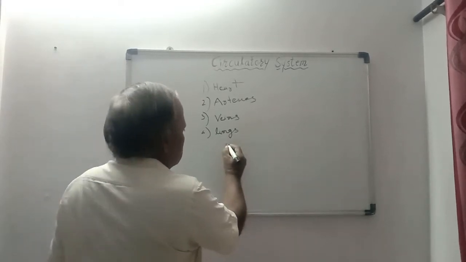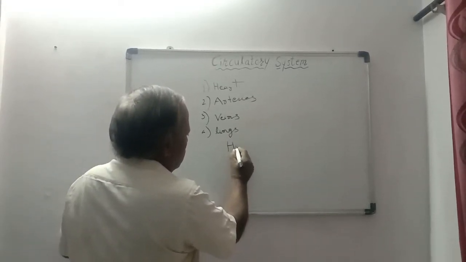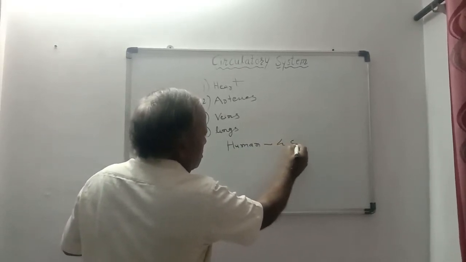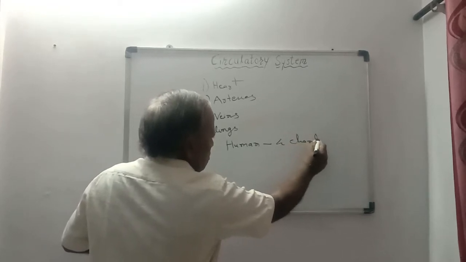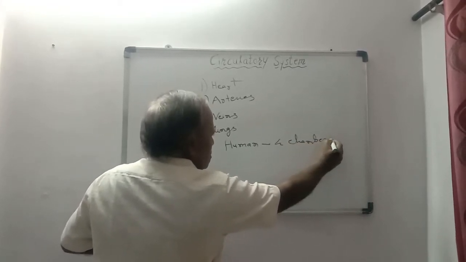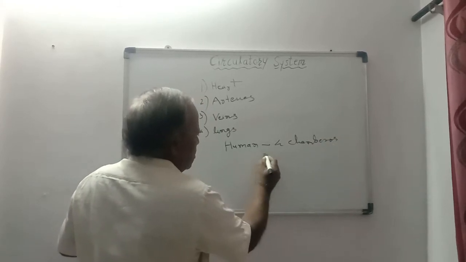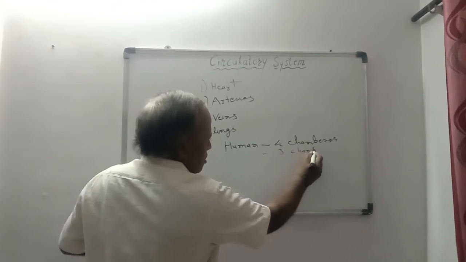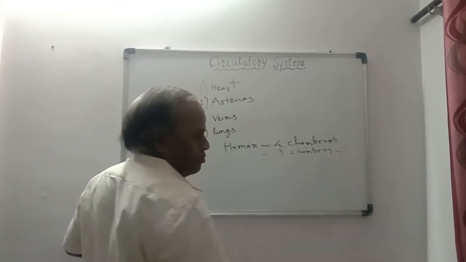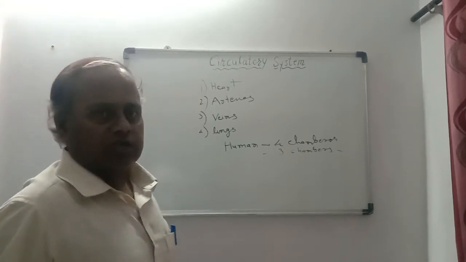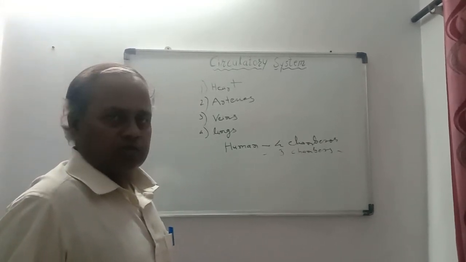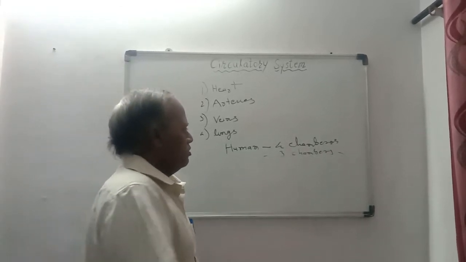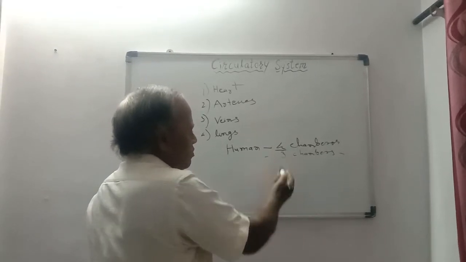Now in humans, the heart is four chambered. While in some other animals, it can have three chambers only. Such as in reptiles, the heart consists of only three chambers, as they also take oxygen through their skin. But in humans, the heart is made up of four chambers.